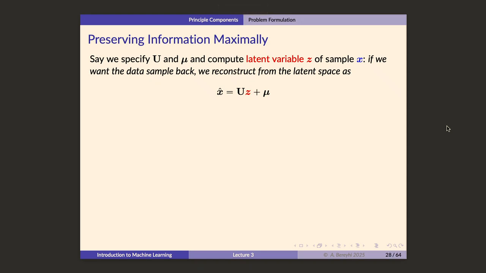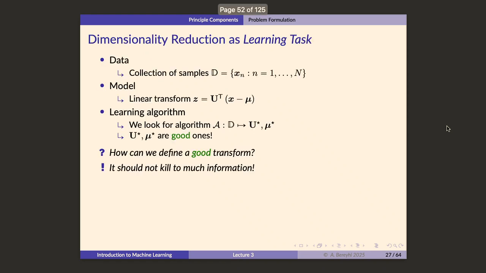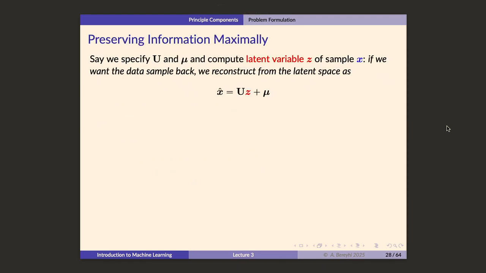Say that I have this u and mu, and then I computed this latent space z. As you see in the model, u and mu are fixed. Once I have them, I get the latent space z. And as I told you, if I want to reconstruct with this model, I get x hat, which is an approximation of the true x, in this form: z multiplied with u, added to the bias. I end up with this x hat. Now, this x hat is an approximation of x.